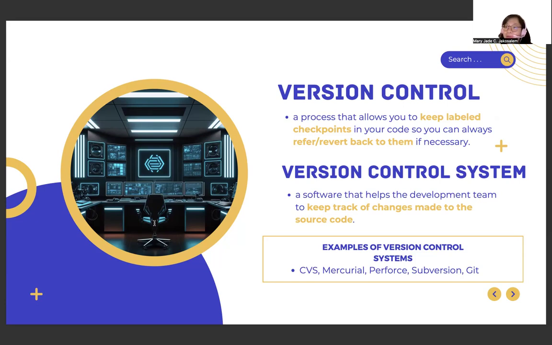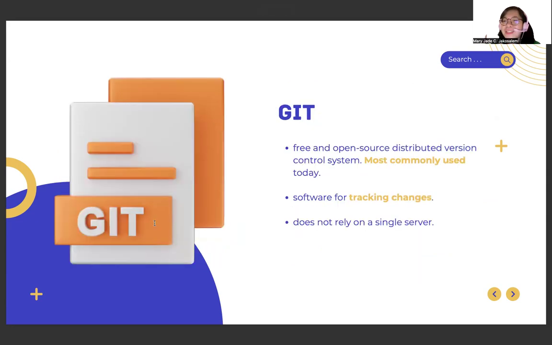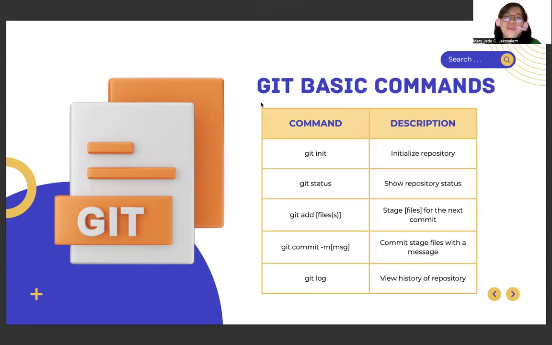For AMA, in our modules, we're actually being encouraged to use Git. So what is Git? It's again an example of a version control system. Number one, it's free. It's a free and open source distributed version control system, which is really good, especially for students. And it is the most commonly used version control system available today. Again, since it's a VCS, it's software for tracking changes, and it does not rely on a single server. So that's Git.